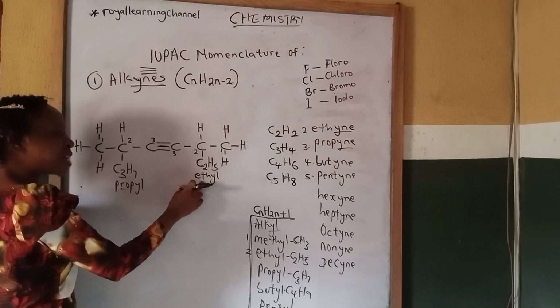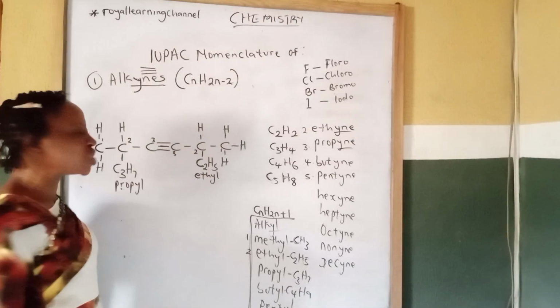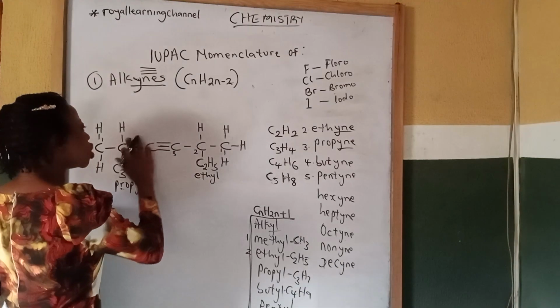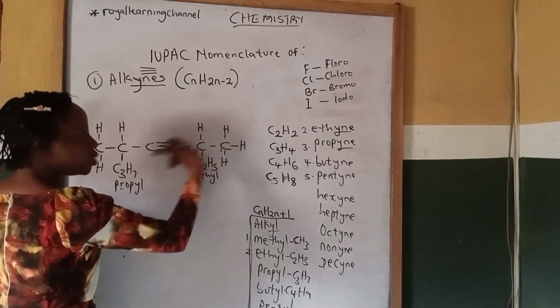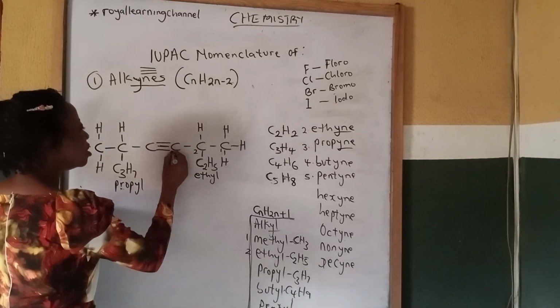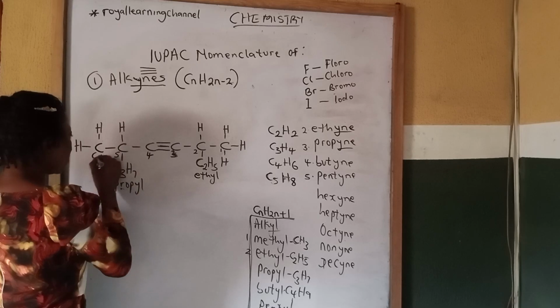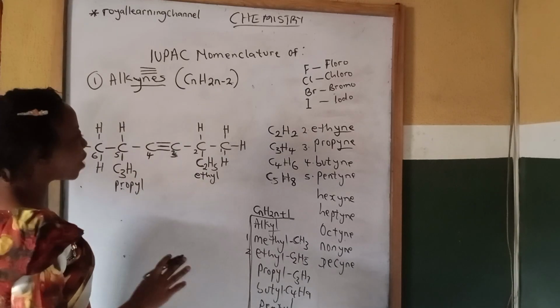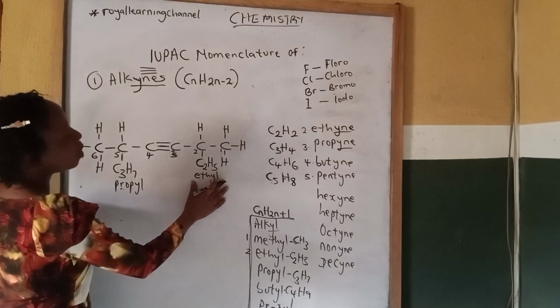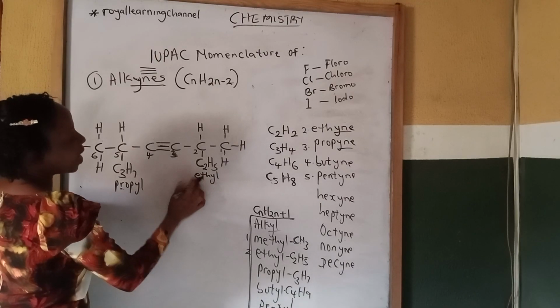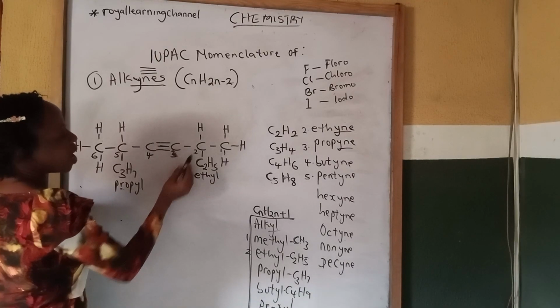And alphabetically, ethyl will come before propyl. So therefore, the best position to name is what? Is from the what? Right hand side. Is from the right hand side. 3, 4, 5, 6. So we name alphabetically now. Ethyl will come before what? Propyl. Then my ethyl is on the second carbon atom.